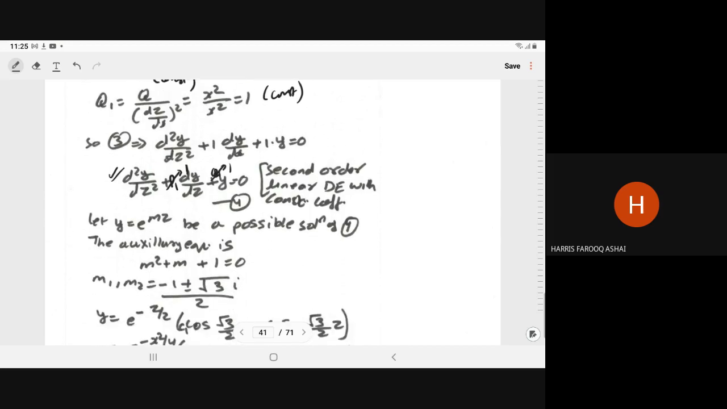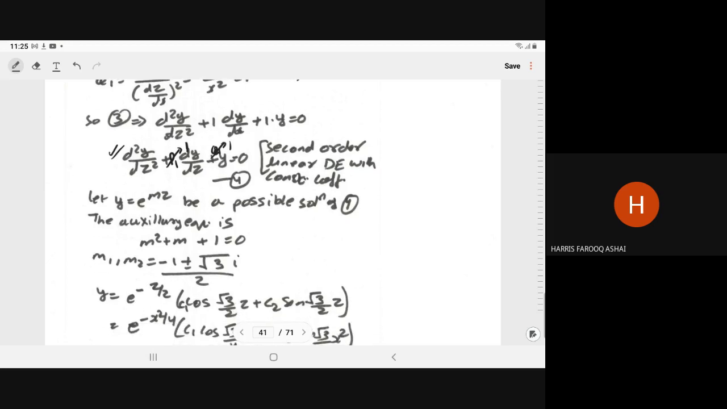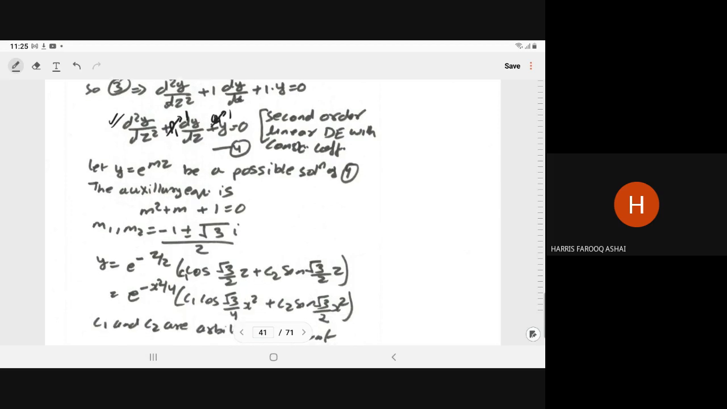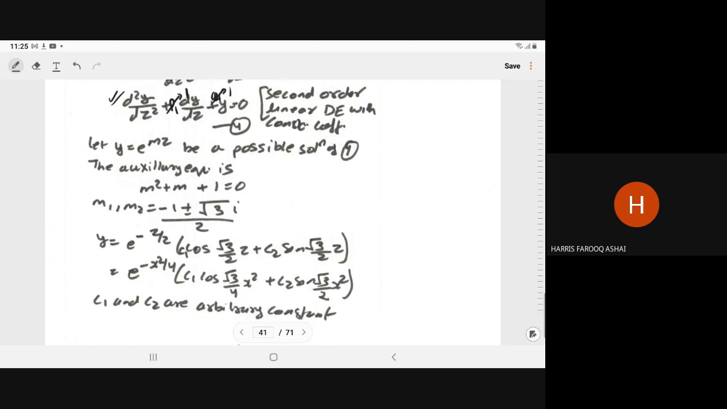For this we take the solution y is equal to e to power mz, and the auxiliary equation will come m square plus m plus 1 is equal to 0. So m1, m2 will be (minus 1 plus minus root 3 iota) upon 2. It is of the form a plus minus iota b, which always exists in a conjugate pair. In that case the solution, with independent variable z, will be e to power az into (c1 cos of bz plus c2 sine of bz).